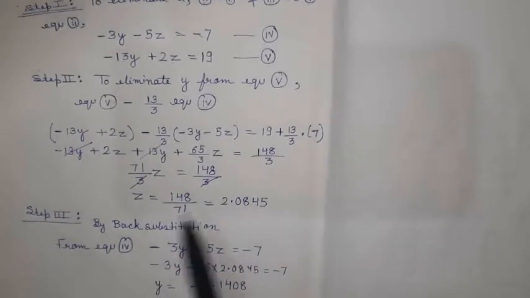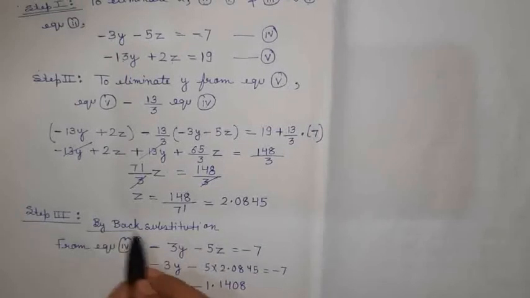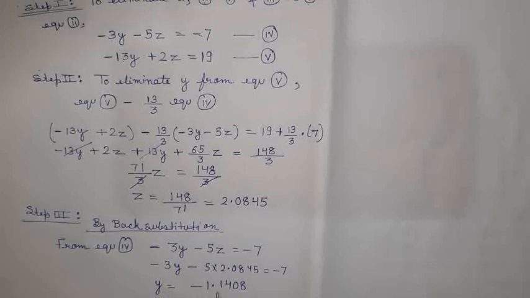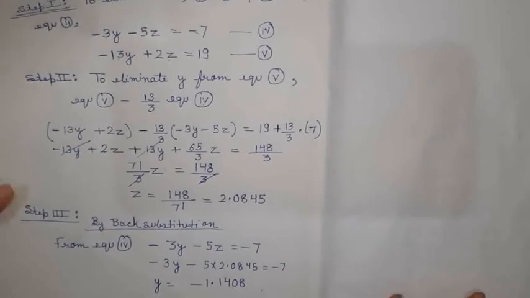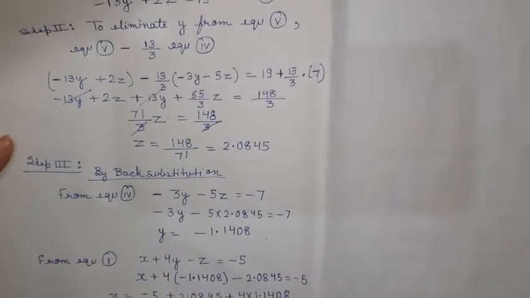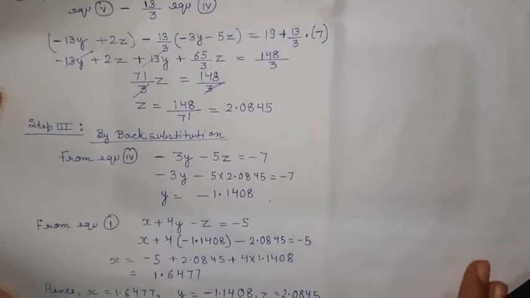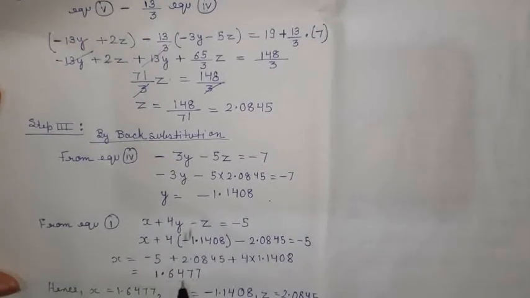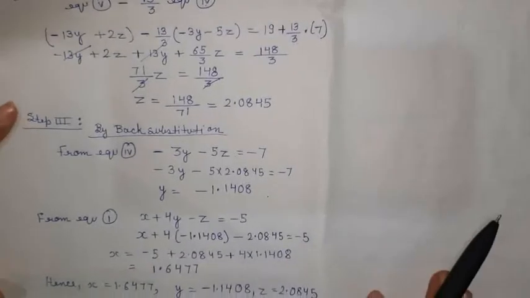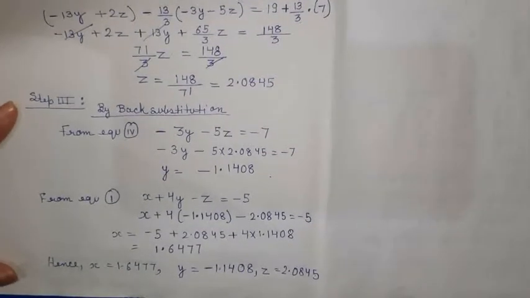Now again, step 3 was back substitution. For back substitution, we have put the value of z in equation 4. Then y is equal to minus 1.1408. This is the value of y. Similarly, we have put the value of z and y in equation 1. This is our equation 1. After substituting the values of y and z in equation 1, we have got x equal to 1.6477. So after the whole calculation, we have got x equal to 1.6477, y equal to minus 1.1408 and z equal to 2.0845.